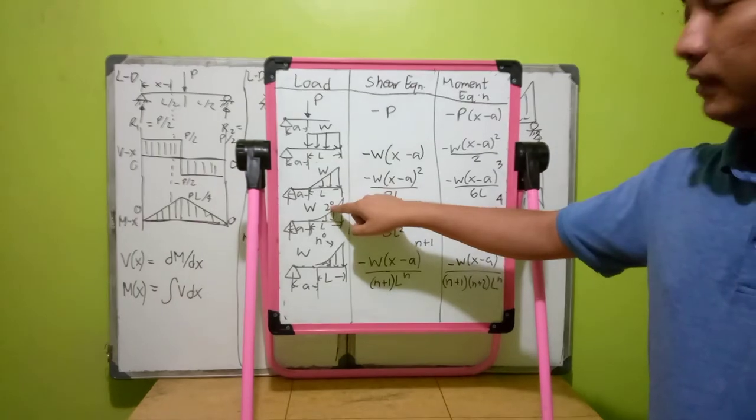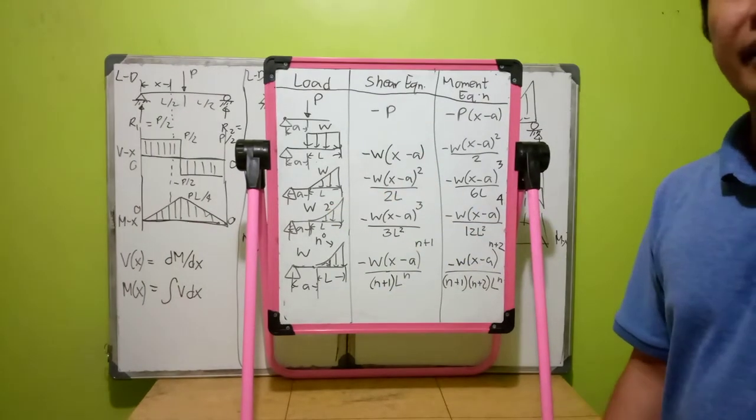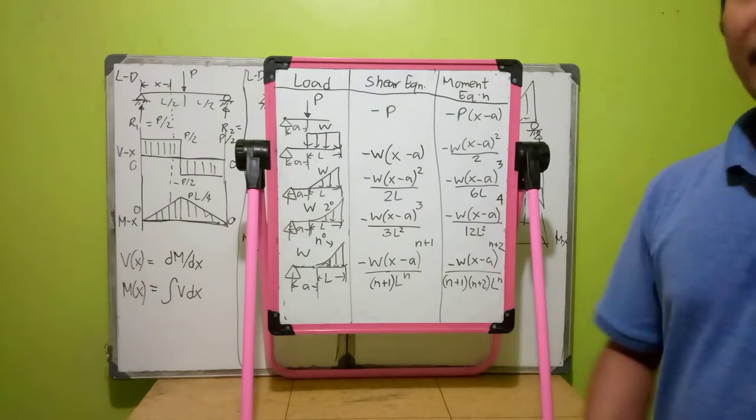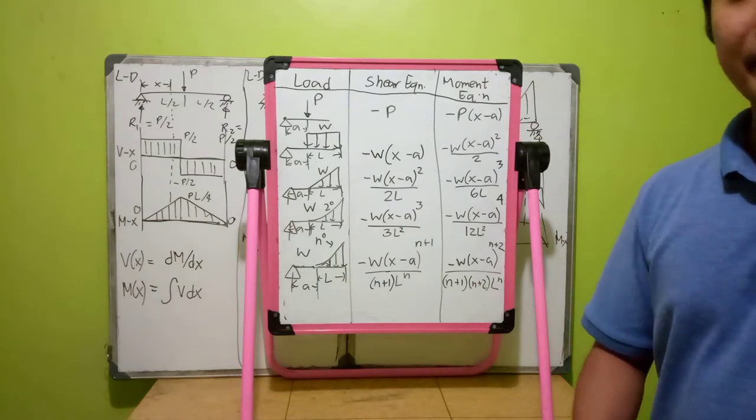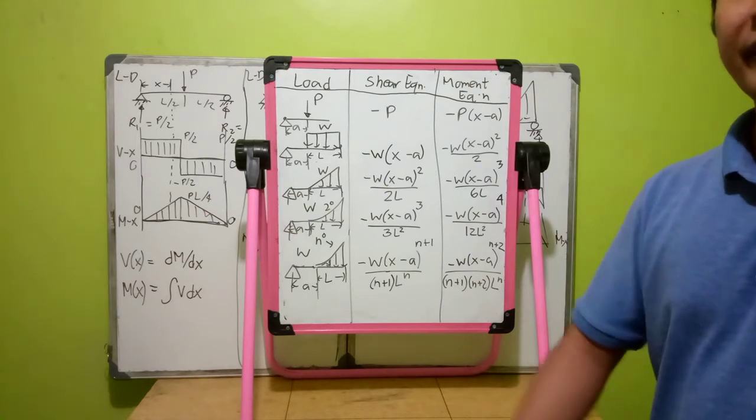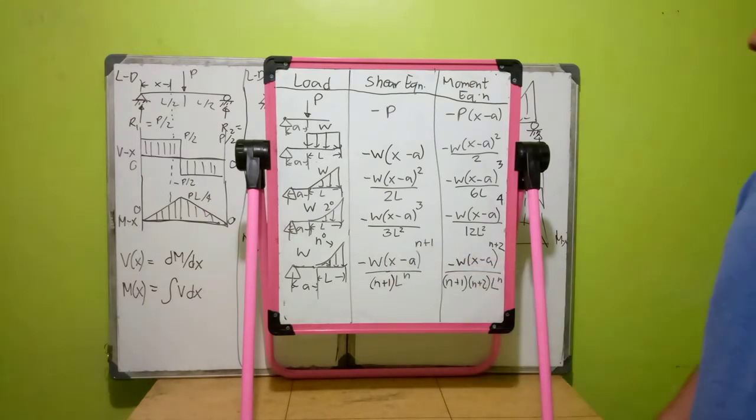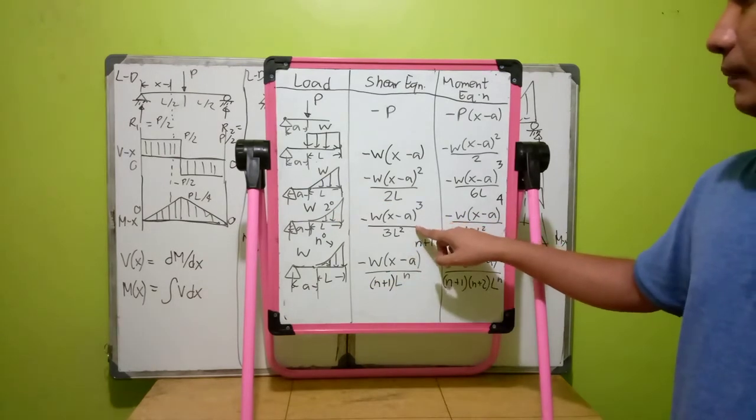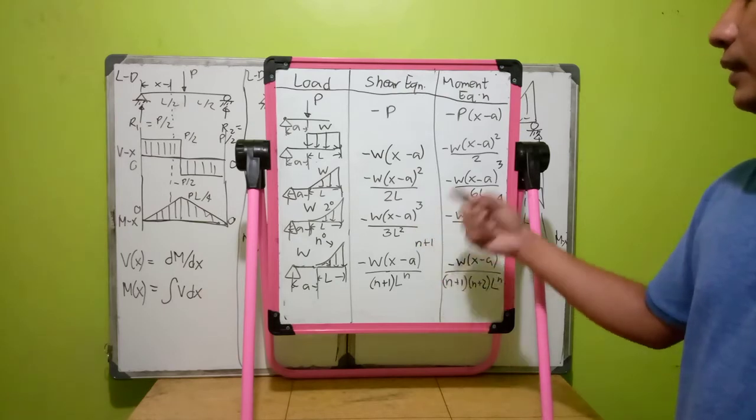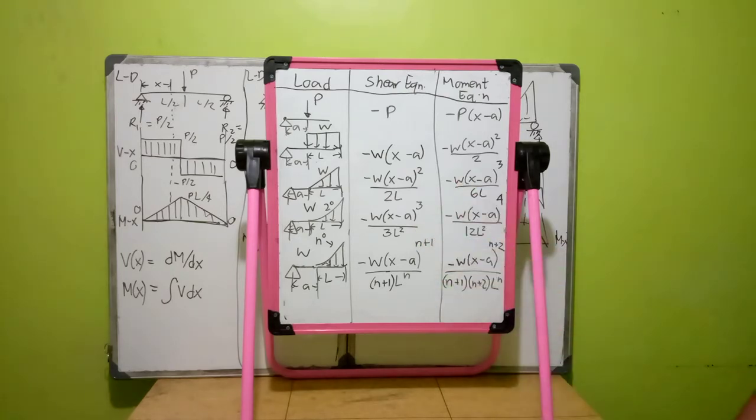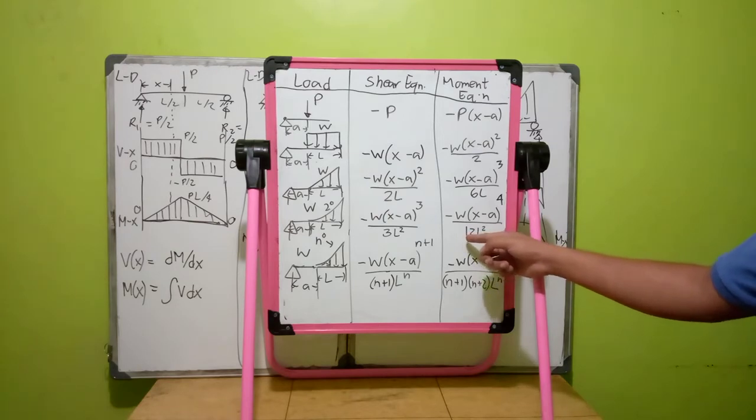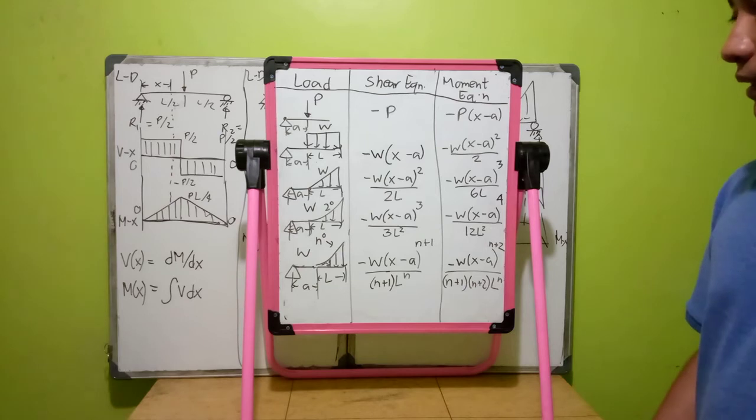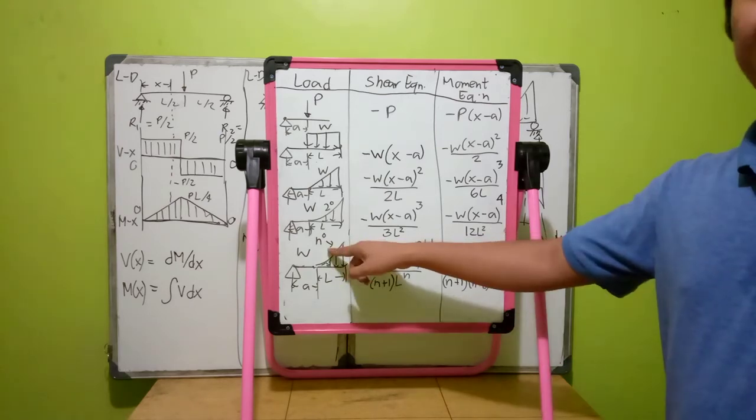If it is 2 degrees, and it is steadily increasing, we are talking about the degree of curvature. When we say 2 degrees, we are talking about the equation of the curve, which can be represented as y equals ax squared. If that is the case, your shear equation will become negative W times (x minus A) cubed over 3L squared, and your moment equation will be negative W times (x minus A) to the 4th over 12L squared.